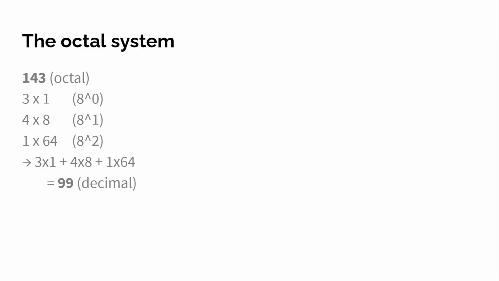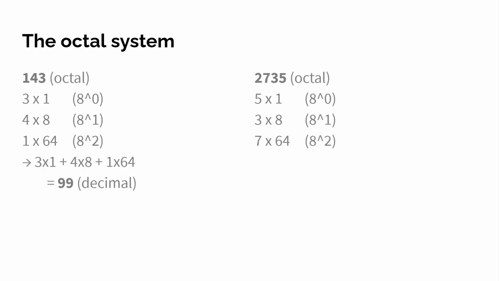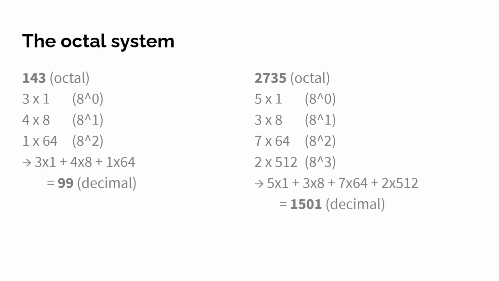So these two numbers, the octal number 143 and the decimal number 99, are basically the same. They are worth the same thing. If I see 99 sheep in front of me, then I could also say, yeah, in octal, that's 143 sheep, but in decimal, it's 99 sheep. So it's the same amount of sheep, just basically 2 different languages that have 2 different words for the same number. The same for the 2735. 5 times 1, that's still the same, plus 3 times 8, plus 7 times 64, and then 2 times 512. And if we put it all together, we get 1501 in decimal.